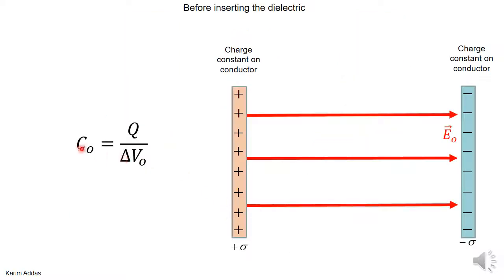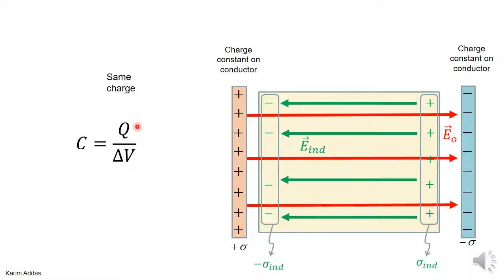So again, C node is the capacitance of the capacitor without the dielectric. So it has a value Q over delta V node. Delta V node is the potential difference between the two plates with no dielectric inside. And C is equal to Q over delta V. It's the same Q because the charge on the conductor plates stays the same, doesn't change. But the potential difference gets smaller because the electric field gets smaller.